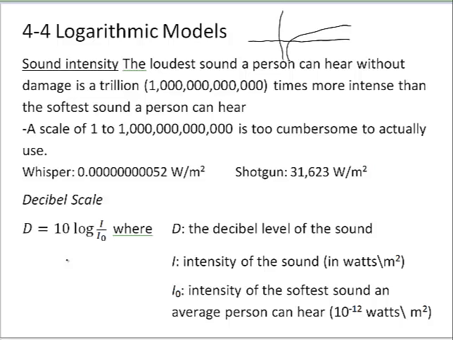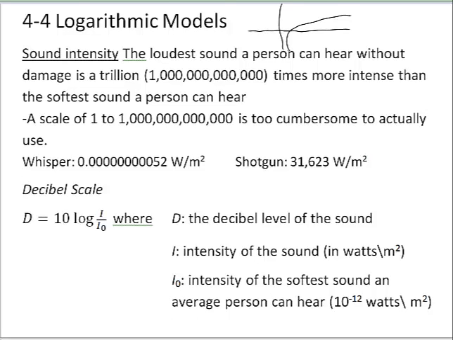So here again, like we did in 4.2, we just sort of recognize the values, what roles they're playing. D is the decibel level, I is the intensity of the sound you care about, I sub 0 is the intensity of the softest sound a person can hear, and you just sort of plug and chug from there.